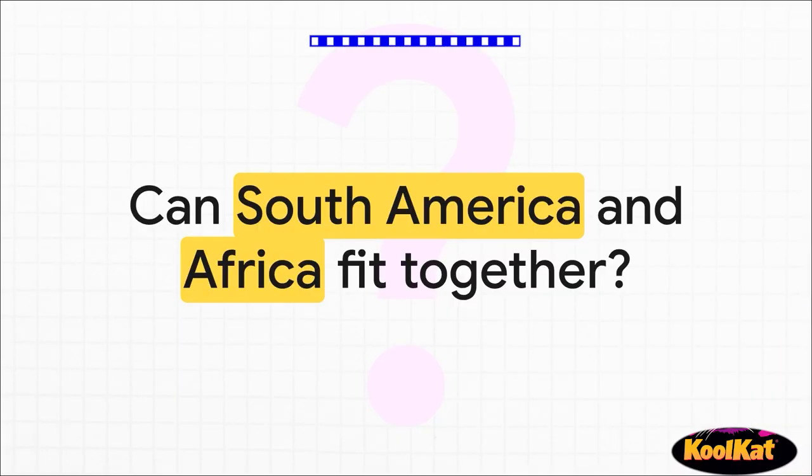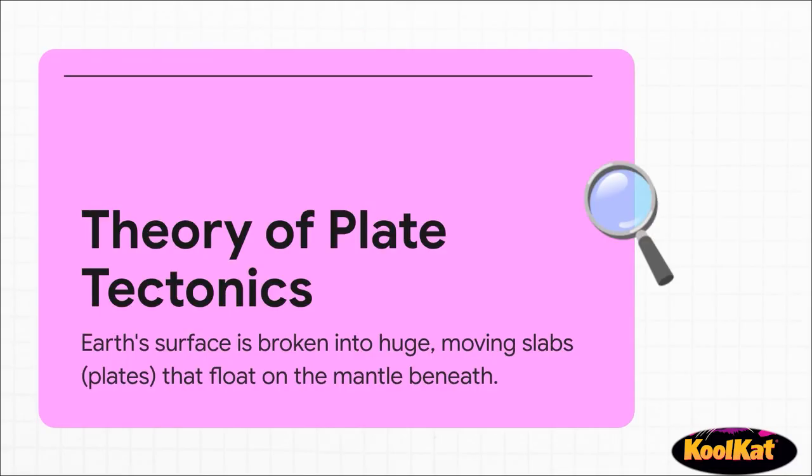So, have you ever just stared at a world map and noticed something kind of weird? Like, if you look at the coast of South America and the coast of Africa, they look like they could just snap together, like two perfect puzzle pieces. Well, that's no coincidence. In fact, it's one of the biggest clues we have to understanding how our entire planet is put together. And the answer to that puzzle is the theory of plate tectonics. You can think of this as the master key that unlocks how our planet works.